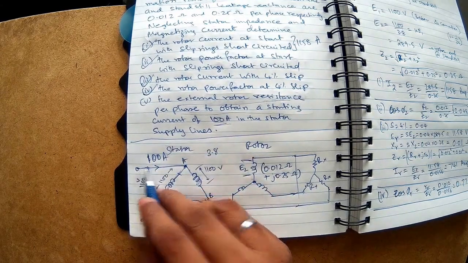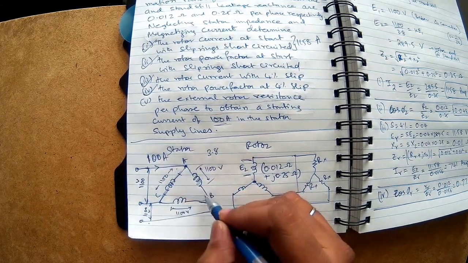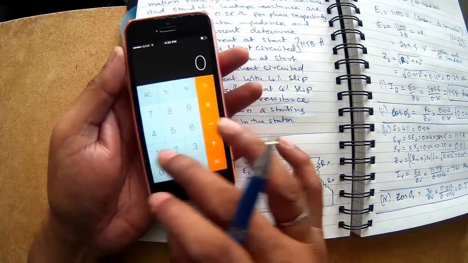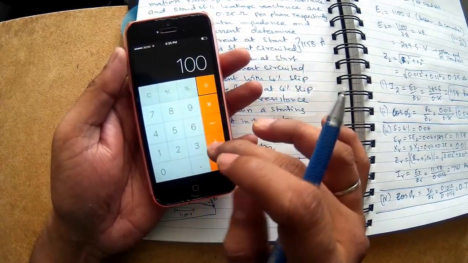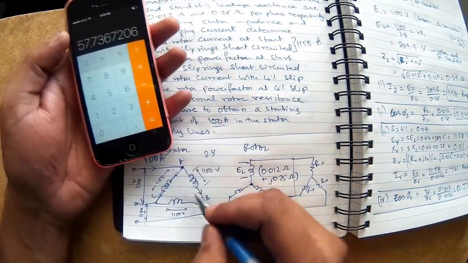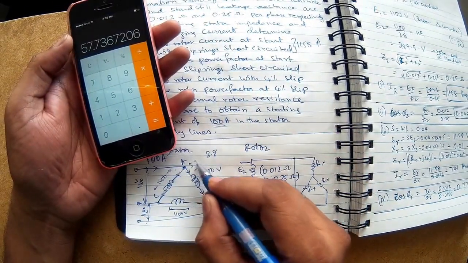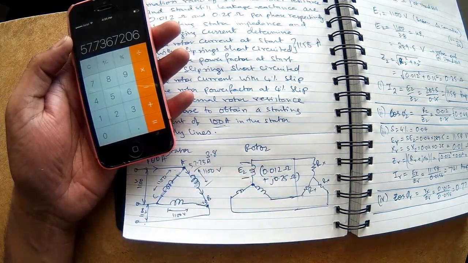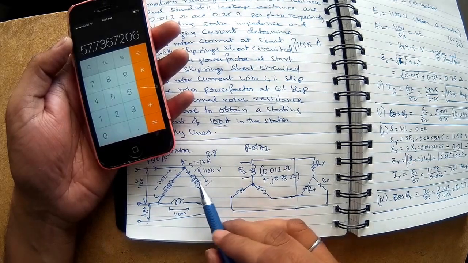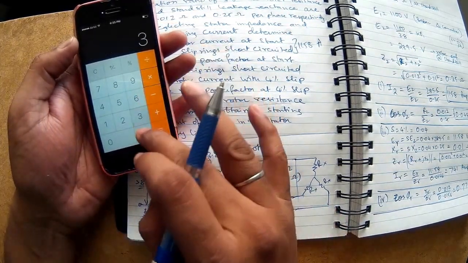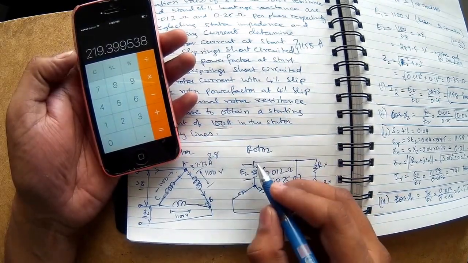When this current is 100 amperes, what is the current in each phase? That will be 100 by root 3, so 100 divided by 1.732. The current here will be 57.73 amperes. Now what is the current on the rotor side? Again, since the voltage is stepping down, the current will step up, so multiply by 3.8. I am getting 219.